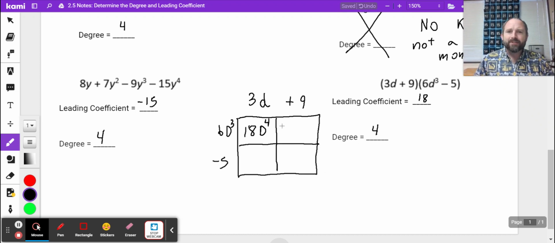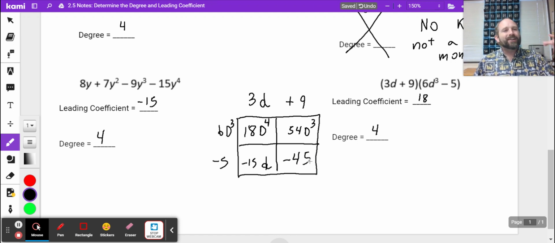Now, why didn't I use the other terms? Well, if I actually multiply it out, I'm going to get 54 d to the third. Well, d to the fourth is bigger. It has a higher degree, so nope. Then negative 5 times 3 is going to be negative 15 d. Is that bigger than d to the fourth? No. So we go on. Minus 9 times negative 5 is negative 45. Is that higher? No. So there we go. So here is our degree and leading coefficient.